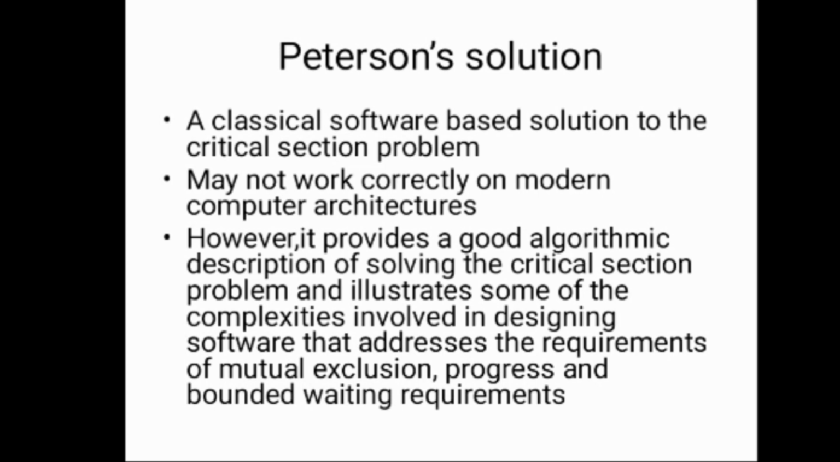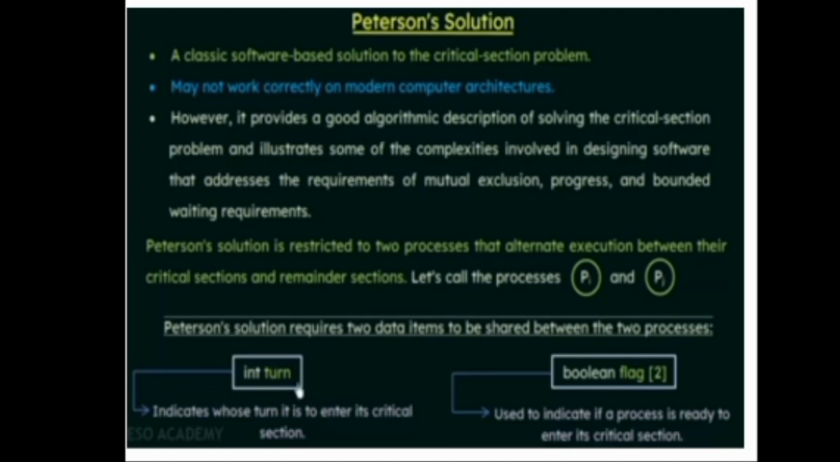It is also an algorithmic description that will solve all three requirements. Already we learned mutual exclusion, progress, and bounded waiting. All three requirements are satisfied here by using Peterson's solution. See the same points and listen here. Peterson's solution is restricted to two processes that alternate execution between their critical section and remainder section. Let us take two processes Pi and Pj.